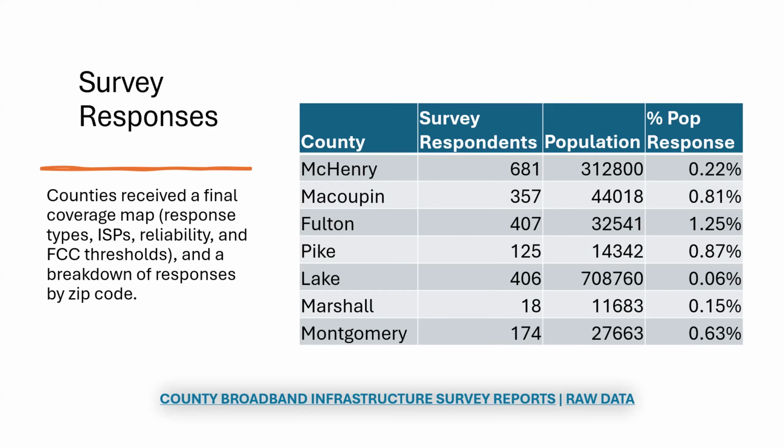If you look at a location, you can see what ISP they're subscribing to, and if they are subscribing to a wired internet connection, for example, with a router. What is the reliability rating that they rated their service at? And then what was the FCC threshold, meaning is it unserved or underserved? You'll see if it is unserved, meaning lower than 25 by 3, or underserved, meaning lower than 100 by 20 megabits per second.